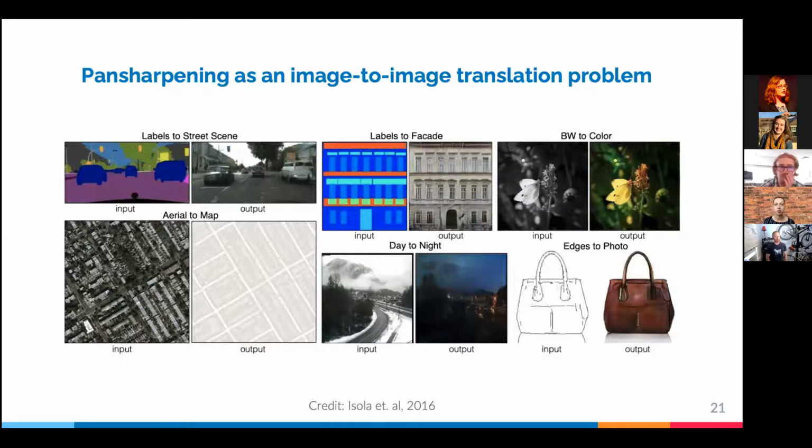So this is from the original Pix2Pix paper in 2016, and you can see that there's a lot of different problems, colorization, going from day to night. There's even evidence that Pix2Pix was developed to work with satellite imagery, given the aerial to map case that was given on the bottom left.